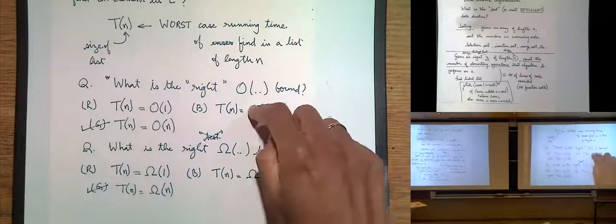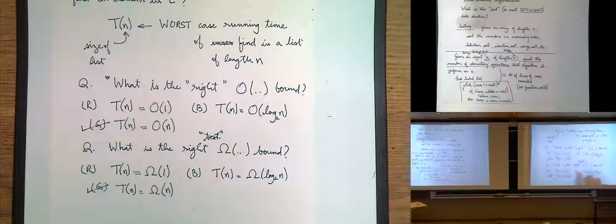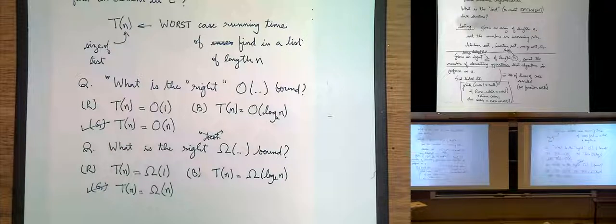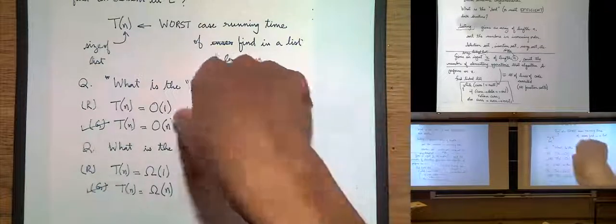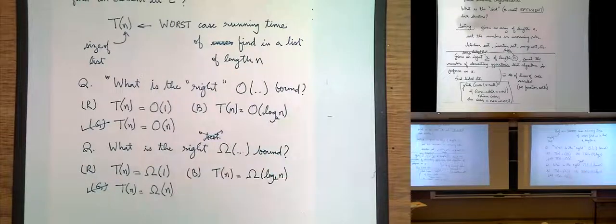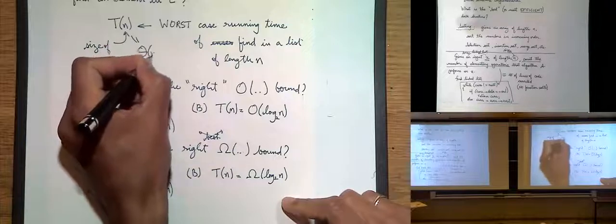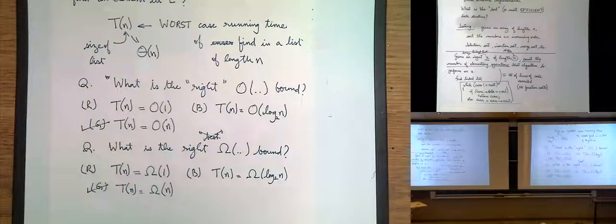So O is like I benchmark from above, omega is I benchmark from below. But what we know is in the worst case, it actually takes n operations. You have to go through the whole list. And therefore, it's both O of n and omega of n. It's actually theta of n. So T of n, in this case, is theta of n. Yes? Yes, there are data structures, and the reason to do all of this is so that now we can talk about data structures.